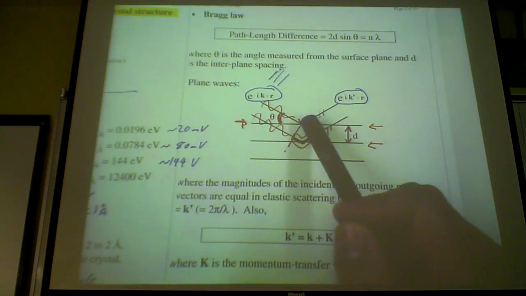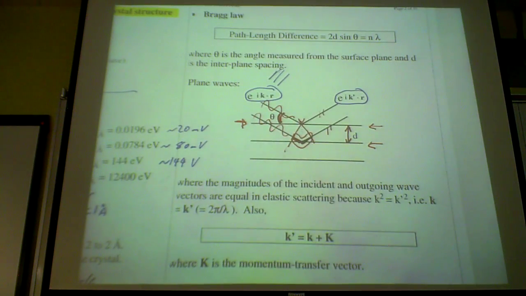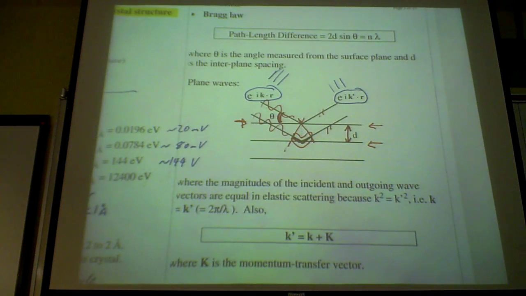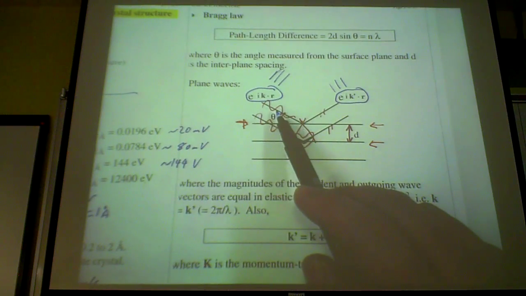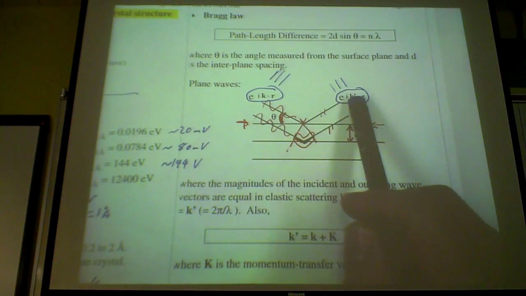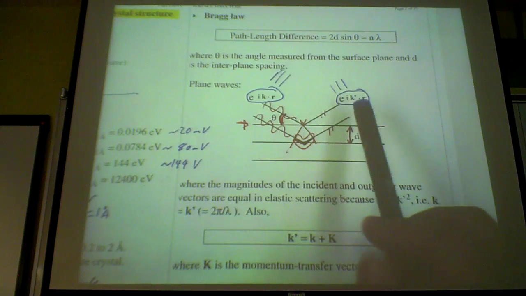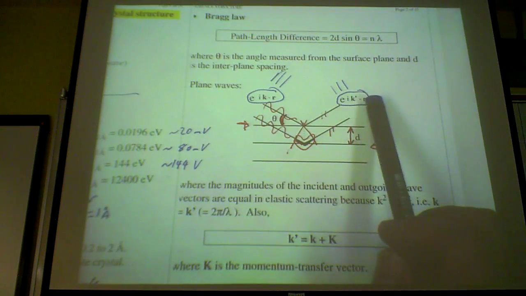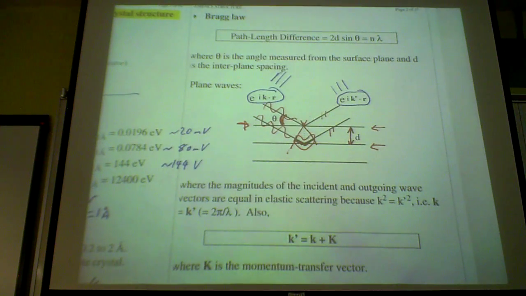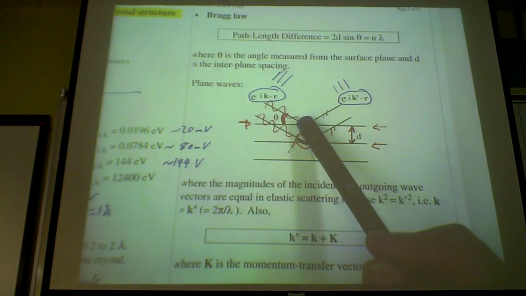And then you scatter off this point, so another wave comes out like this, and another wave comes out like this. This is so-called elastic scattering. In other words, the energy of your wave does not change. You do not lose energy. It's still the same, but the direction of your wavefront has changed. So here you have e to the i k prime dot r. This k and r are both vector quantities. So that's the scattering off one point.